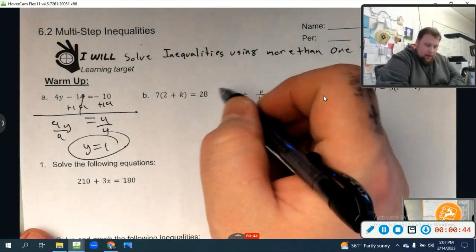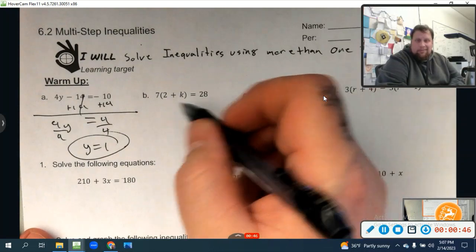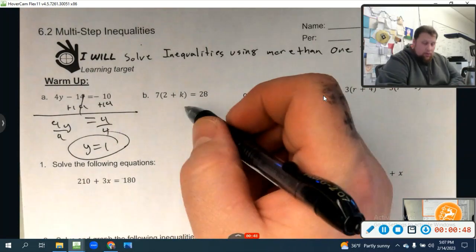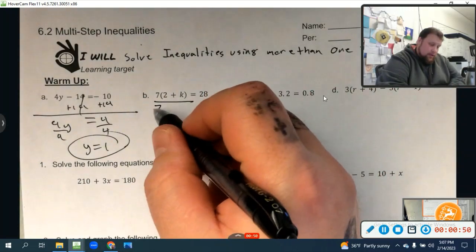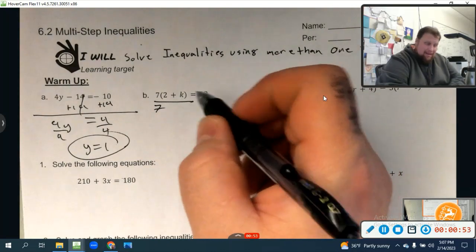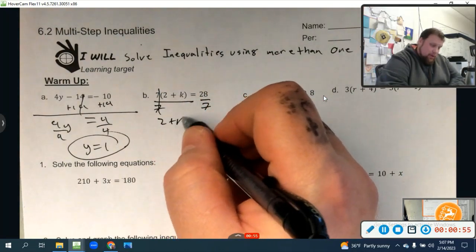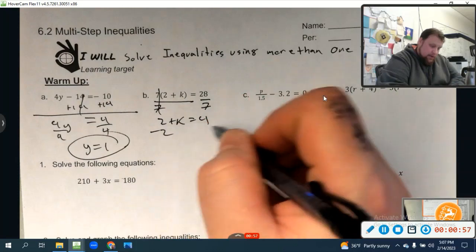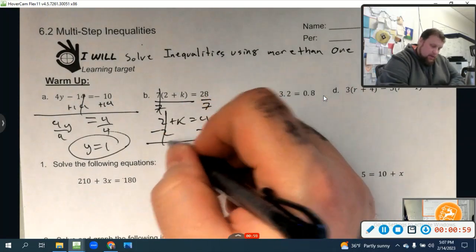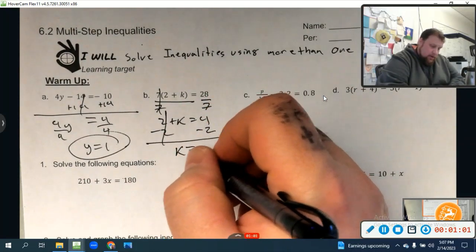Okay. Guys, can I tell you a shortcut here? I can distribute this and solve it like normal, or I can just divide both sides by 7. End up with 2 plus k equals 4. That's a lot easier. Minus 2, minus 2. Just little shortcuts. Either way, no matter how you solve it, you should get k equals 2.